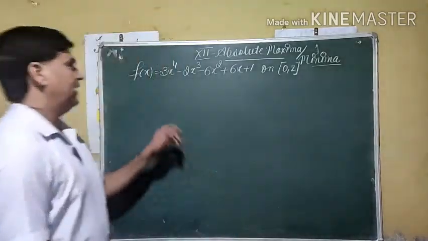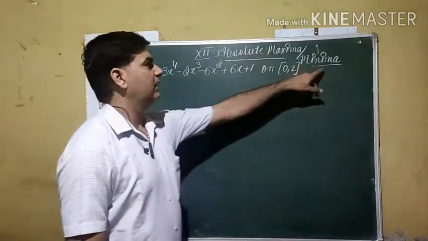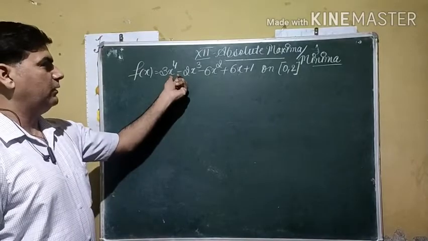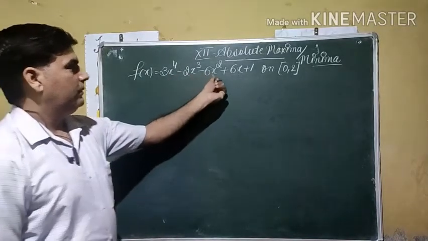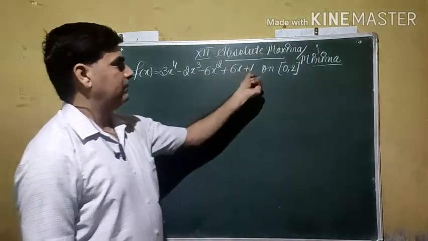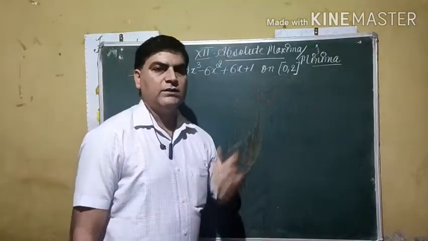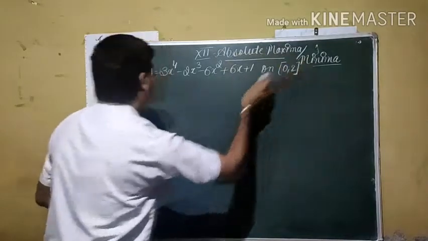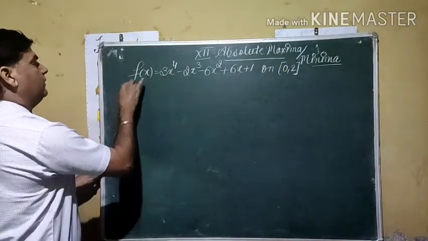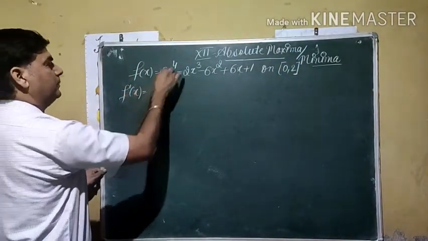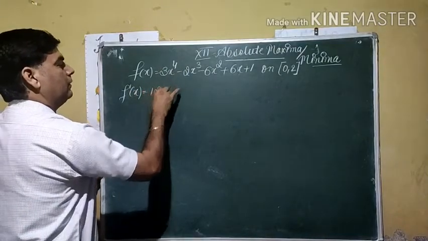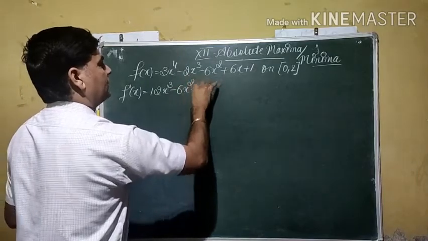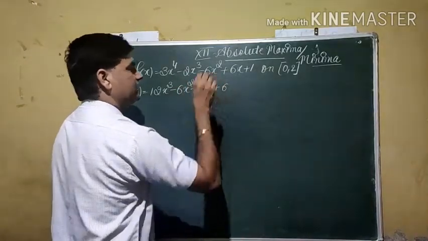Our question is: find the absolute maxima and minima of the given function, the polynomial 3x raised to power 4 minus 2x cubed minus 6x squared plus 6x plus 1, on the interval 0 to 2. So we are going to apply the absolute maxima minima rule. Our first step is to take out the first derivative of the given function. By the power rule it becomes 12x cubed minus 6x squared minus 12x plus 6.